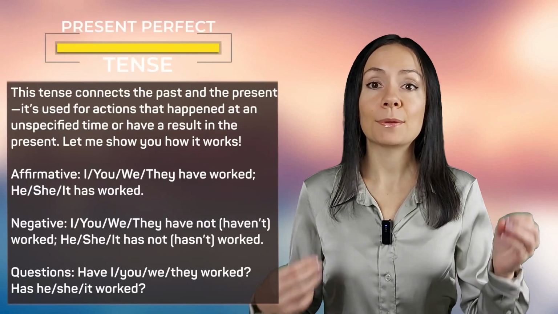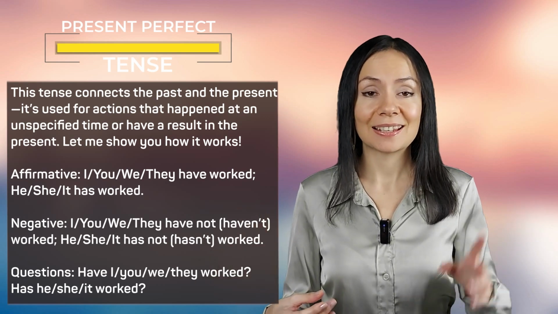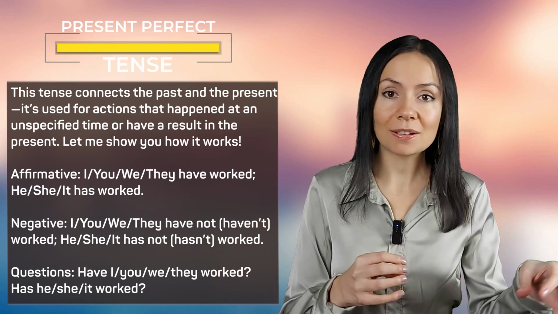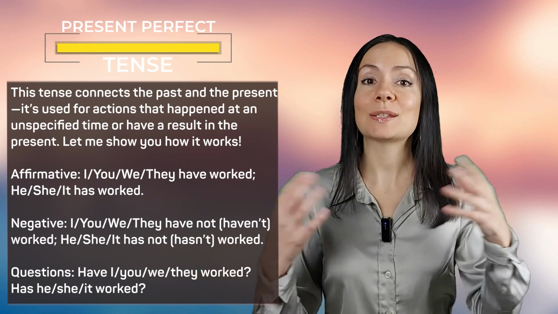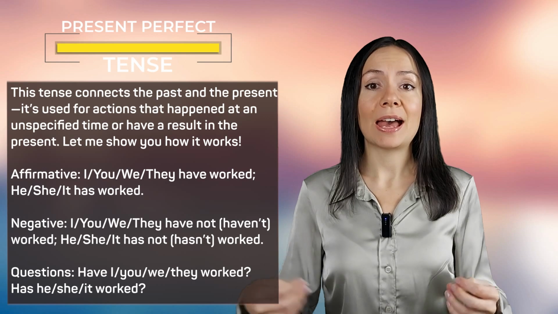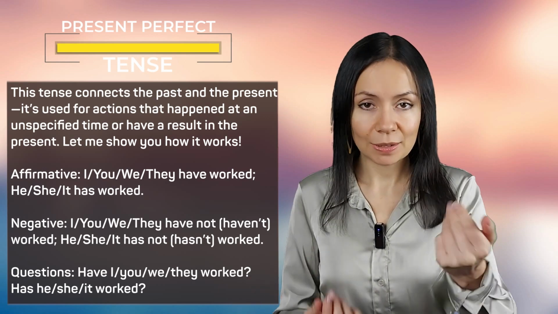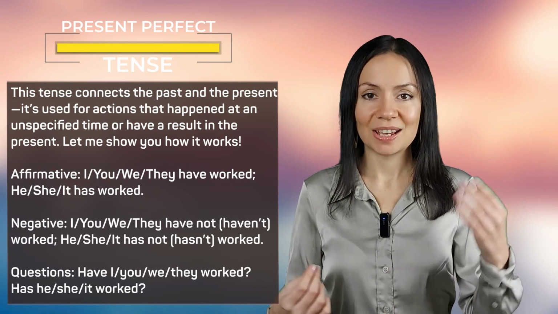Finally, we have the present perfect tense. This tense connects the past and the present. It's used for actions that happen at an unspecified time or have a result in the present. Let me show you how it works.